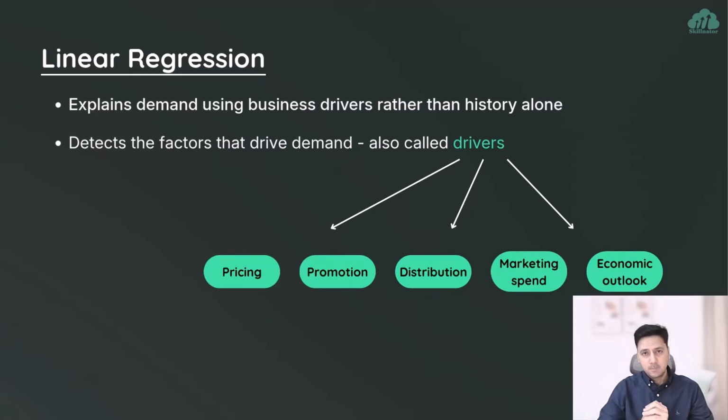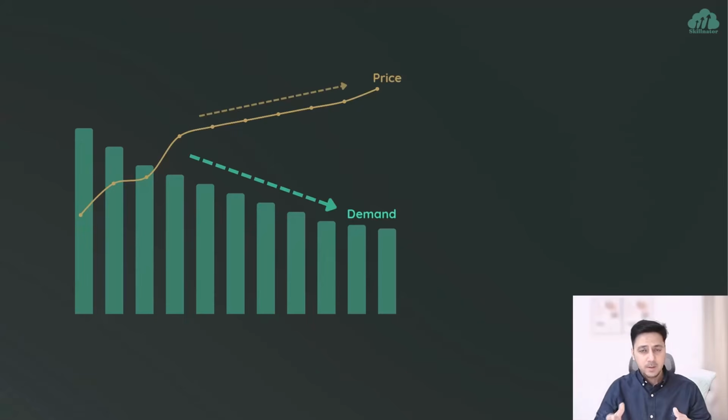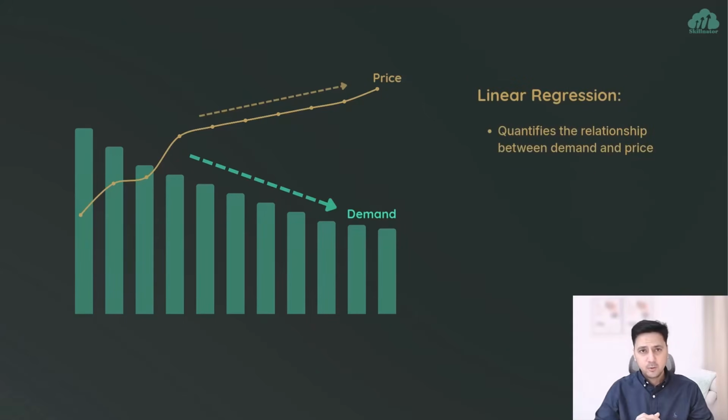Now let's take a simple example. Assume we want to understand how demand changes with price. Here I have a chart showing historical demand and historical price for a particular product. In many categories, we typically observe a pattern between demand and price as follows: that when price goes up, the demand tends to go down, and when price drops, demand tends to increase. Linear regression helps us quantify that relationship. For example, it might estimate something like a 1% decrease in price leads to a 2% increase in demand, or whatever the relationship your data actually shows.